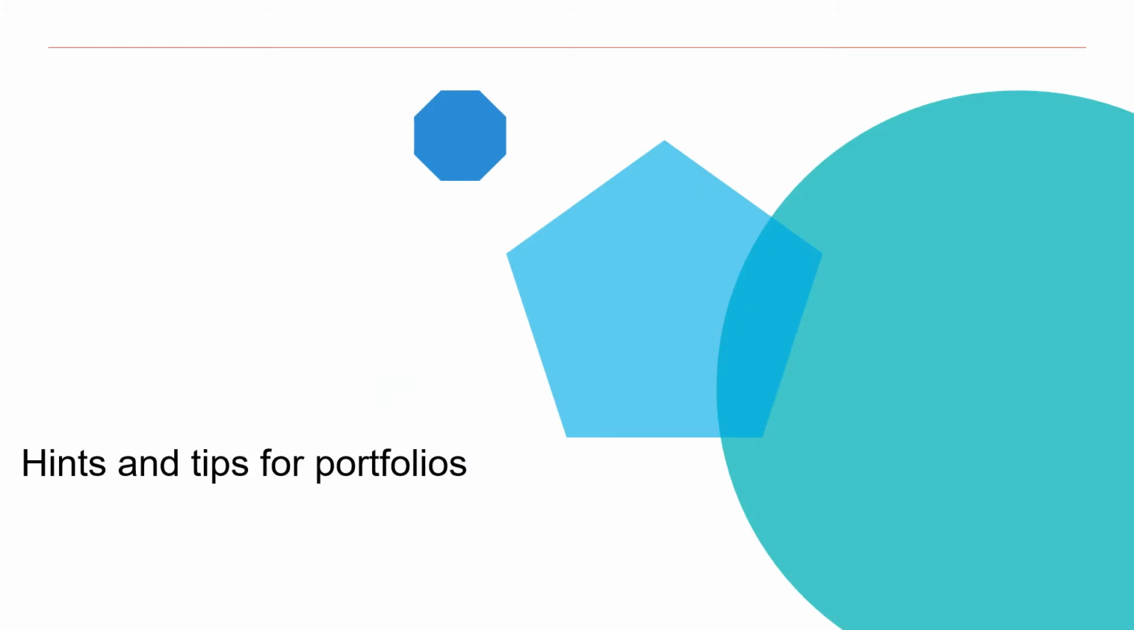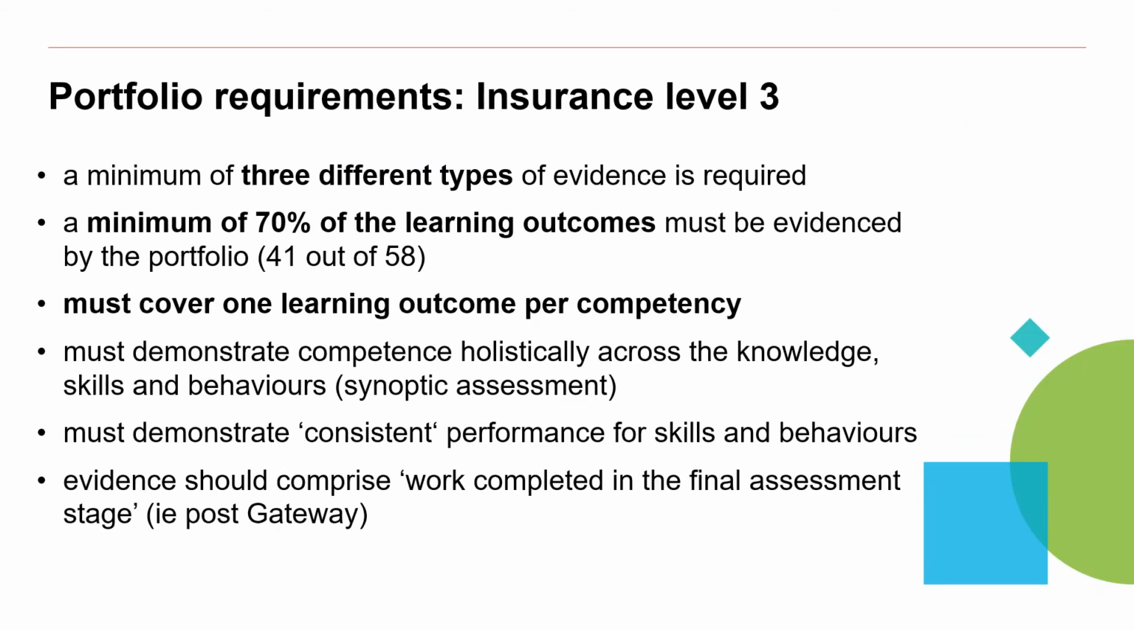Hints and tips for portfolios. Virtually all EPAs so far have been at level 3, so we're going to focus on the level 3 standard. Highlighted in the slide are the key requirements stated in the assessment plan. Three different types of evidence are required as a minimum. A minimum of 70% of the learning outcomes must be evidenced by the portfolio and must cover 1 learning outcome per competency.